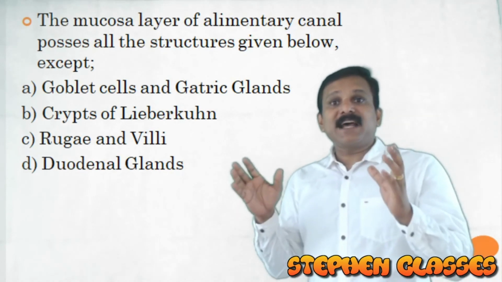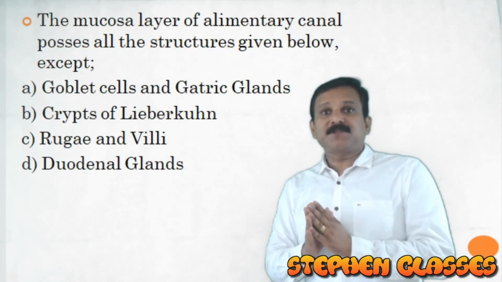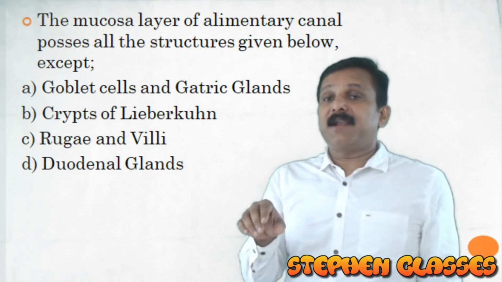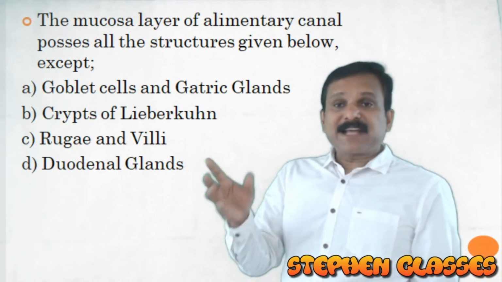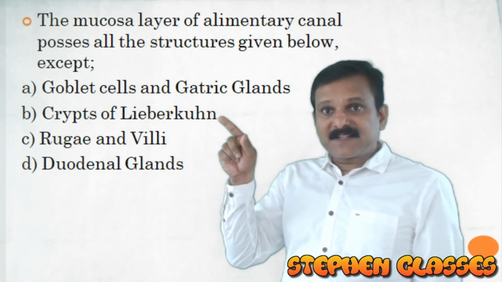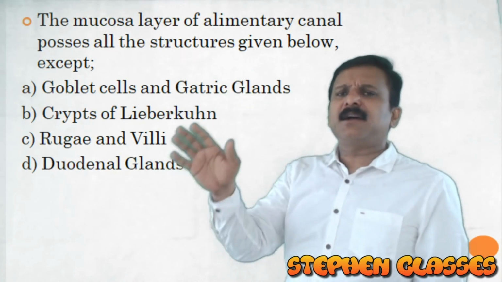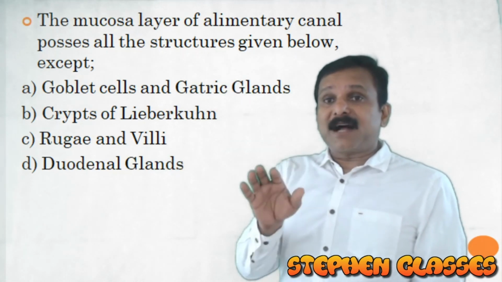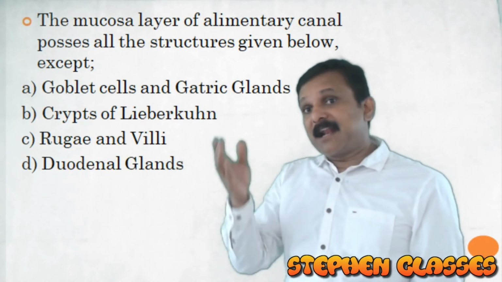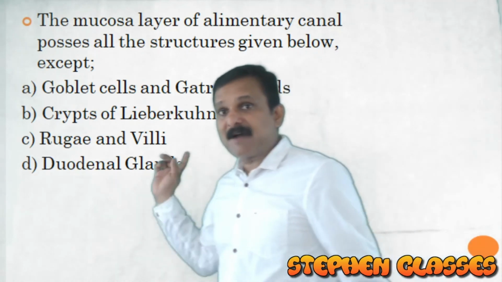The mucosa layer of the alimentary canal possesses all the structures given below except one. I have told you before, the mucosa is variously modified. Sometimes you can see villi, sometimes you can see rugae. Then crypts of Lieberkuhn or intestinal glands you can see over there. Then goblet cells and gastric glands, everything is present in the mucosa according to the part of the alimentary canal. But you cannot see the duodenal glands. Duodenal glands are present in the layer called submucosa. We have the picture here.